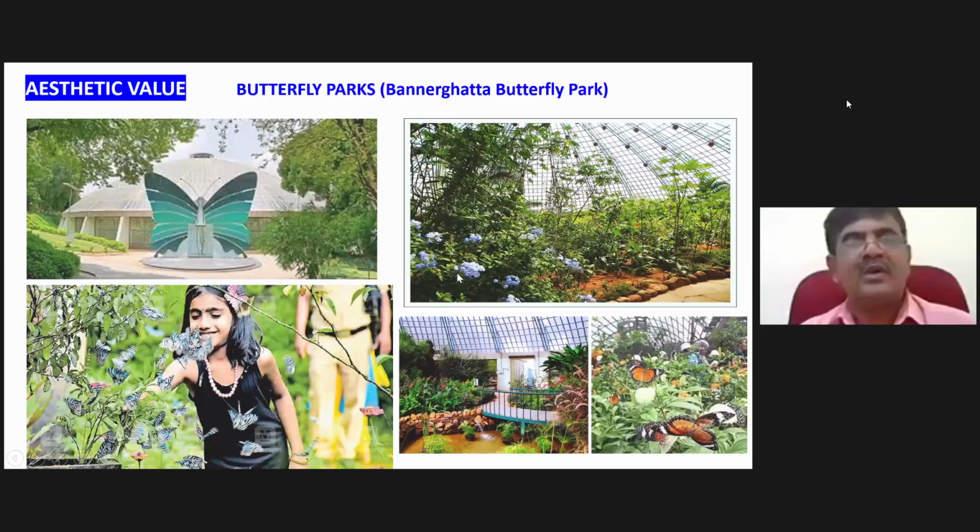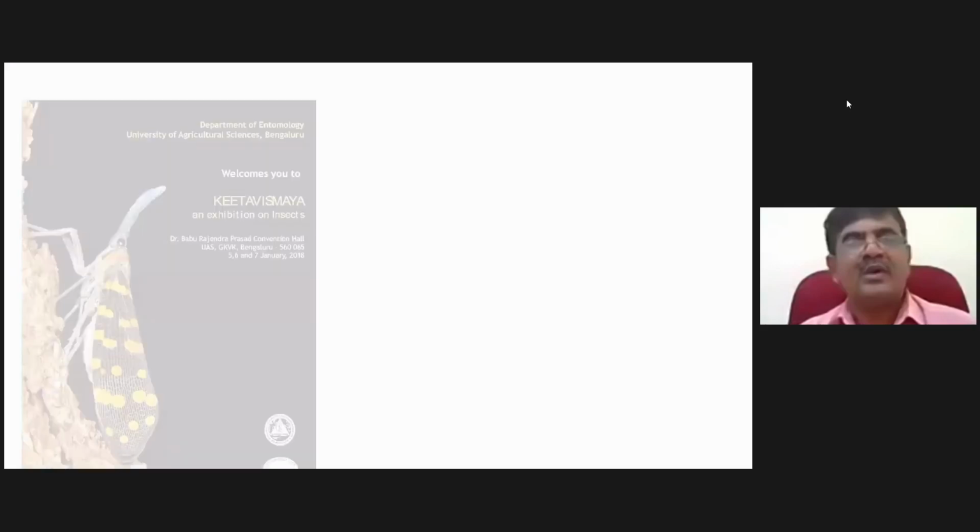Okay. As you see in the diagram, this is the butterfly park that is situated in Bannerghatta. There is a Bannerghatta National Park butterfly park. Even before coming to this GKVK campus, I was working at that Bannerghatta butterfly park. If you get an opportunity, you can visit this butterfly park.